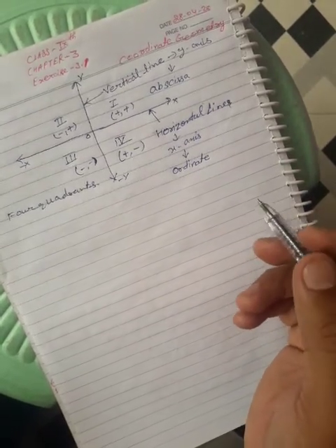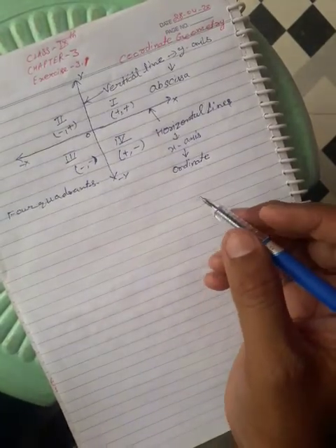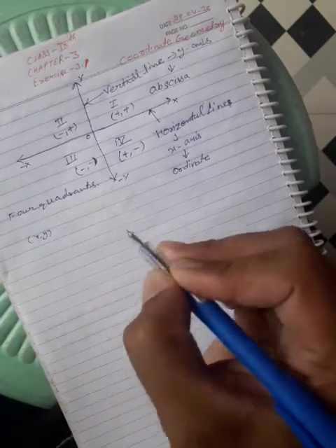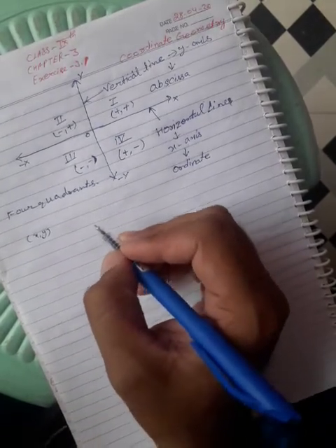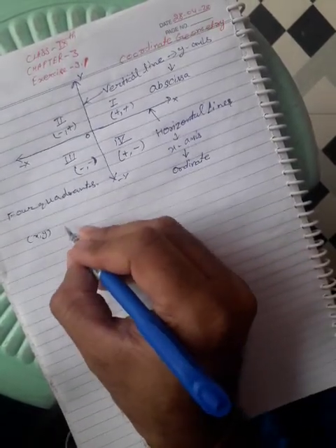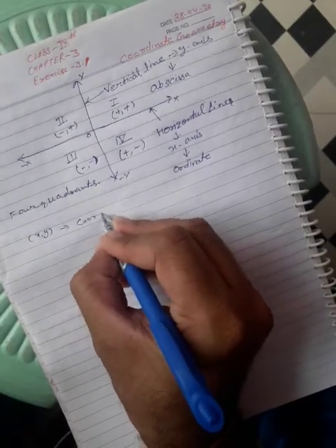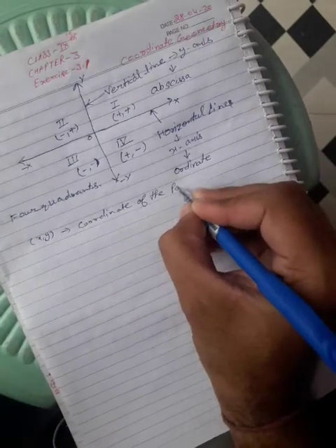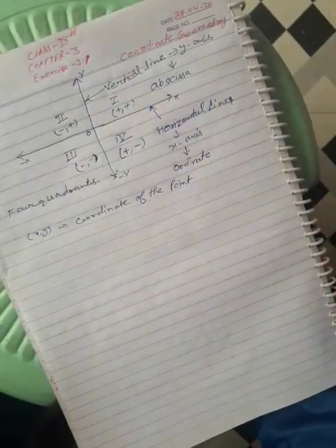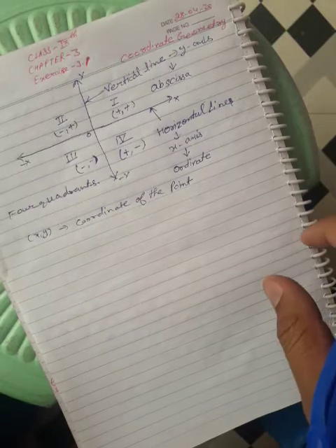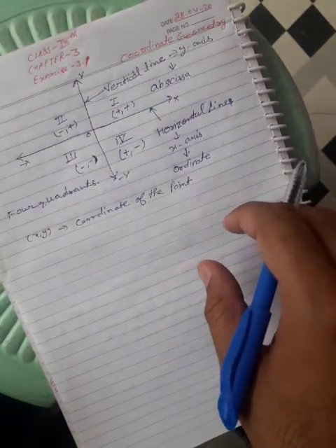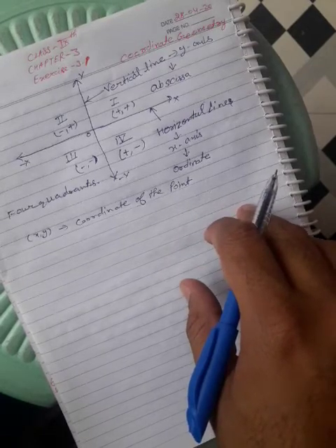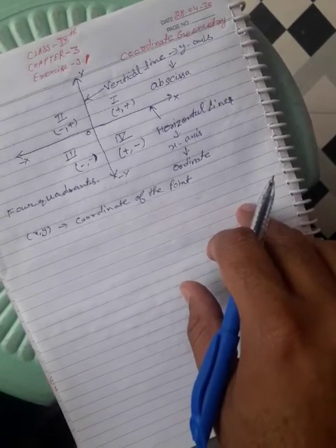If the abscissa of a point is x and the ordinate is y, then we can say that (x, y) are the coordinates of the point. What are the coordinates of the point? The abscissa of every point on the y-axis is 0, and the ordinate of every point on the x-axis is 0. Okay.